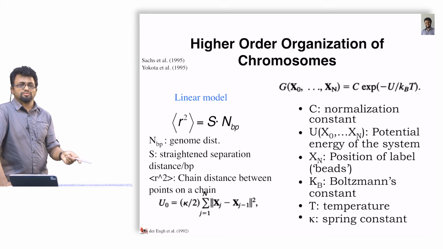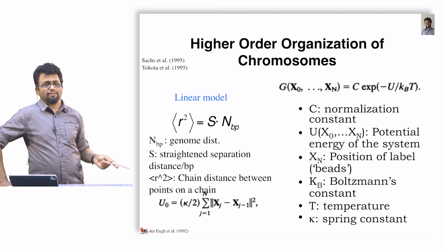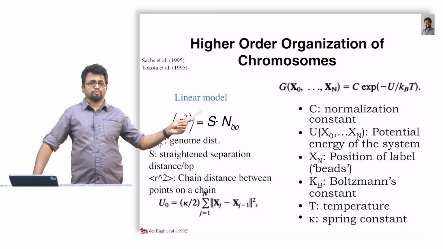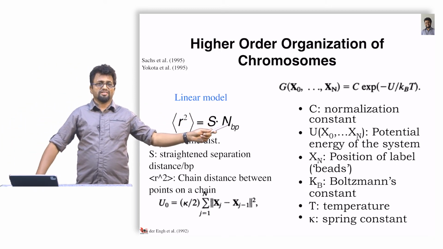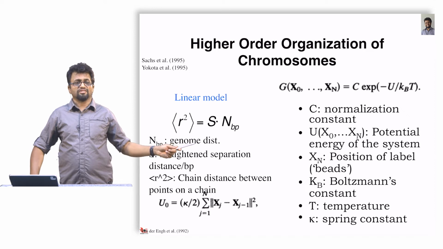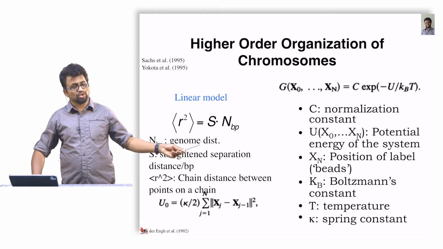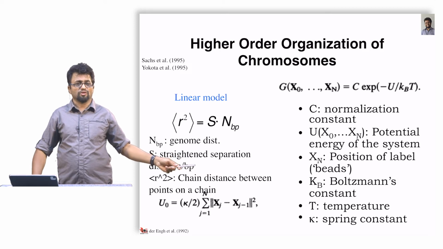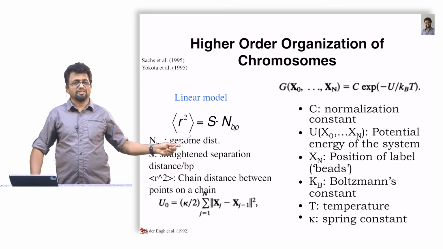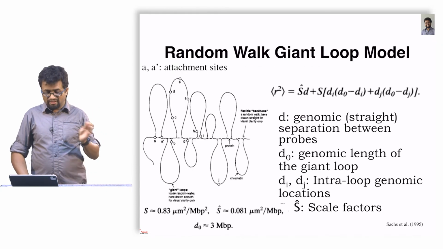But according to this model, you could argue that you have more complex behavior, and this complex behavior was expressed in terms of this, where C is the normalization constant, C into exponential minus U upon kBT. U for x naught to x n is the potential energy of the system, x n is the position label of the bead, and kB is the Boltzmann constant, T is the temperature, kappa is the spring constant. So, what does this mean?